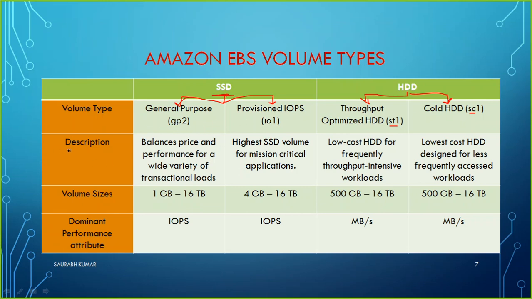If you talk about the description of all of these four, this one is a balance of price and performance. If you want a balance in your price also, if you don't want to buy something very costly, but you want better performance also, the best combination is this one, GP2, the general purpose type of hard disk. This is for a wide variety of transactional load.